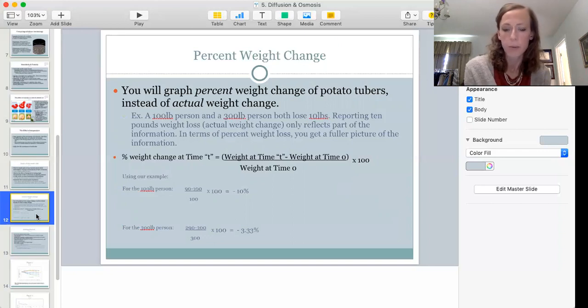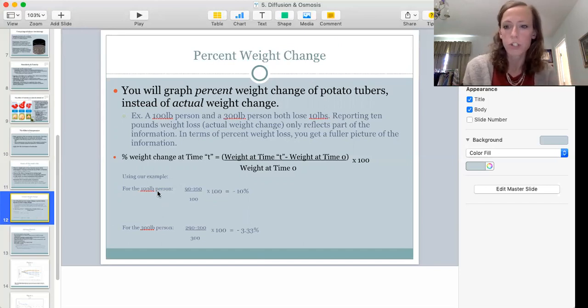For example, you can report that a person lost 10 pounds. Now, if the person started at 100 pounds and they lost 10 pounds and now they're 90 pounds, then that's one piece of information. However, if you have a different person who started at 300 pounds and they lost 10 pounds, that's a very different story in terms of percent weight change.